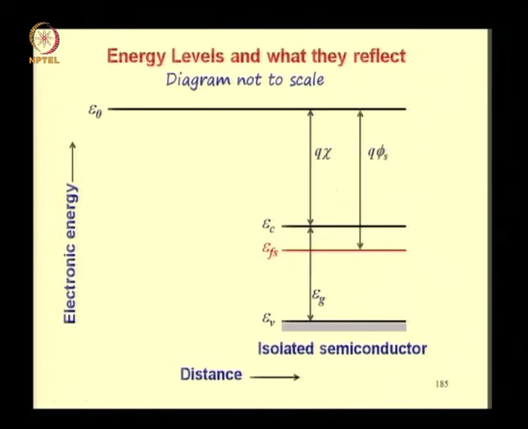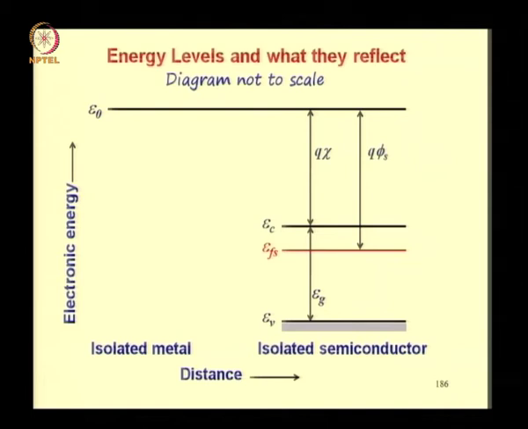The difference between E0 and EF is the work function. So phi suffix S, S stands for semiconductor. We use the symbol phi for work function. So phi S is potential and Q times phi S is the work function in terms of energy dimensions.